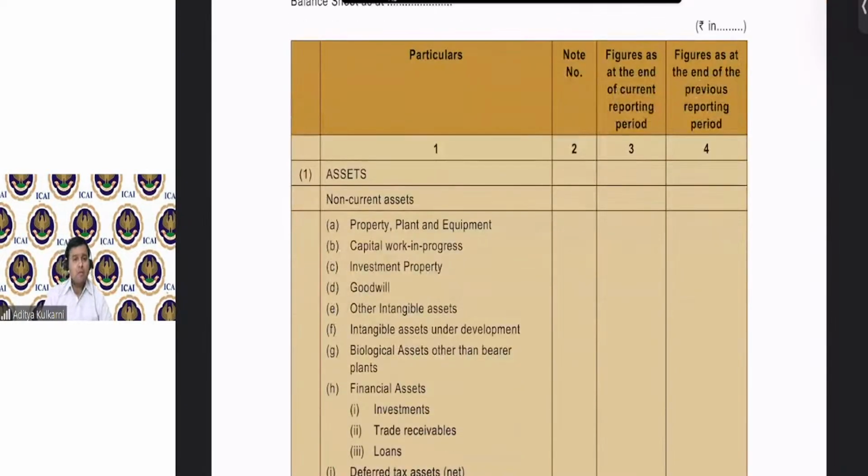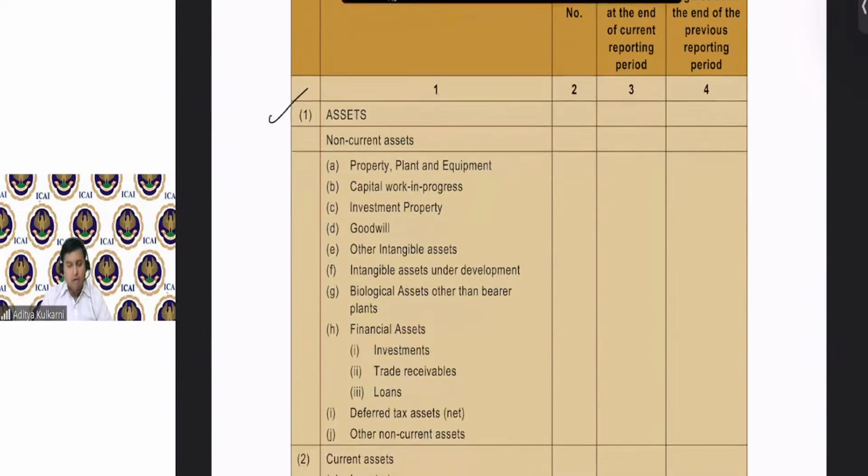Okay. So we start up with assets. This is exactly how it is there in foreign companies also, that is companies outside India, how they present. So we are almost aligning ourselves to those companies. So you start off with assets. In assets, you first present non-current assets. Property, plant, equipment, capital work in progress, investment property, show goodwill as a separate line item.